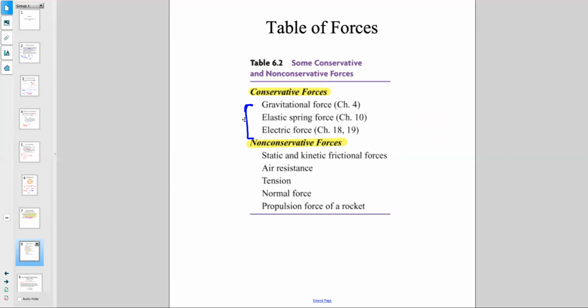But the non-conservative forces are static and kinetic friction, air resistance, which is some sort of friction by the way, tension of the rope, normal force, and propulsion forces of the rocket. So these are the examples of non-conservative forces from the book.